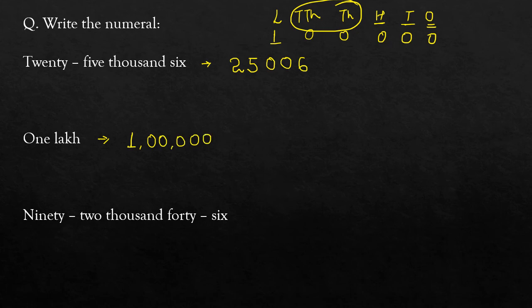Then we have 92,046. 92,000 means 9 at 10,000 place, 2 at 1000 place. Then we have 46. 40 is 4 at tens place. 4 tens makes 40, and then 6 at ones place. So here we have 0 at hundreds place. Therefore the numeral is 9, 2, 0, 4, 6. So this is the numeral here.